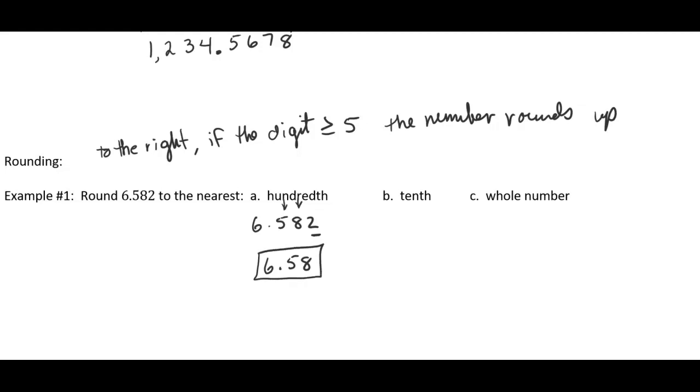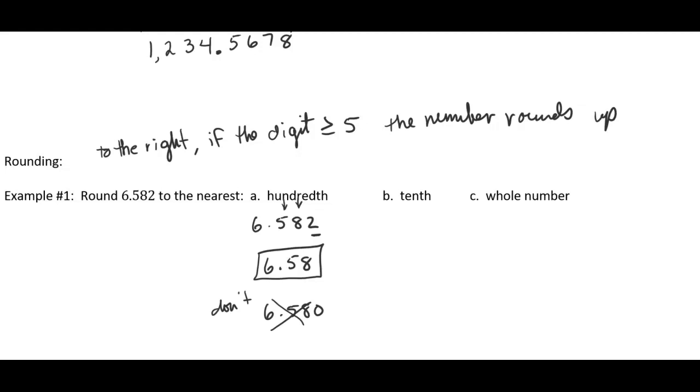One thing that sometimes comes up: don't put 6.580, because then it looks like you've rounded to the nearest thousandth, and that's not what the directions said. You want to show accuracy to the hundredths, so you would just write 6.58. So don't do this if you were thinking to do that.